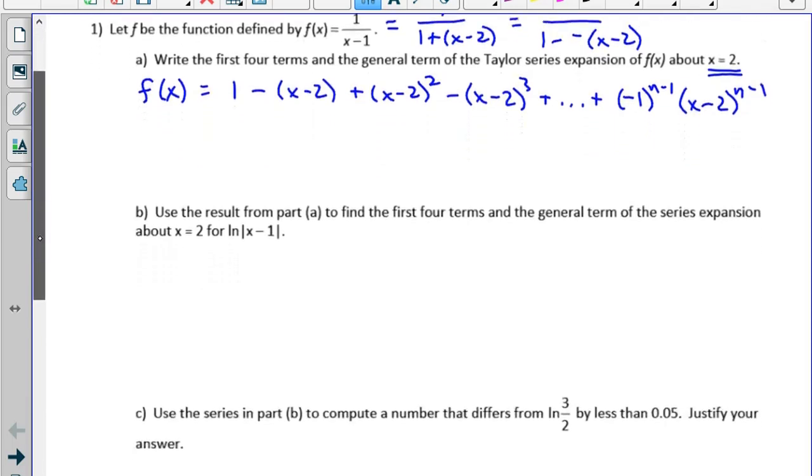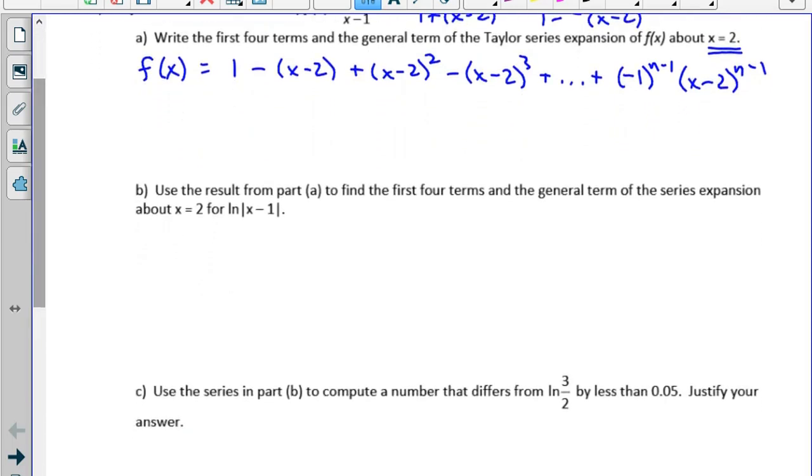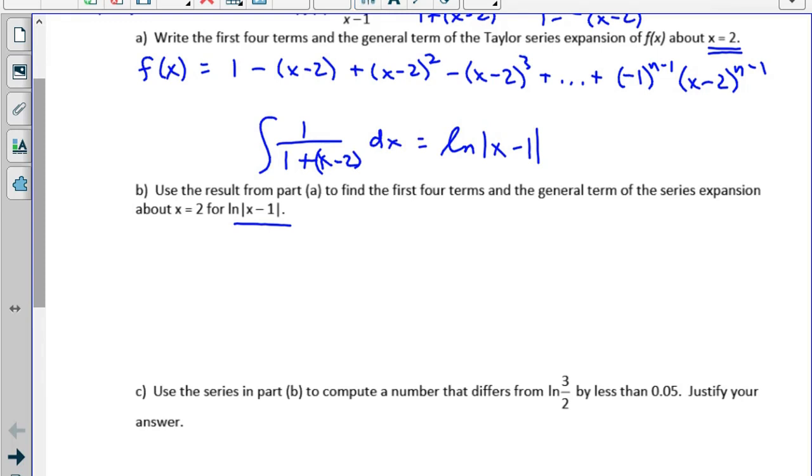So then in letter B, it's asking us to use part A to find the natural log of x minus 1's Taylor series expansion about x equals 2. So if we notice 1 over x minus 1, or 1 over 1 plus x minus 2, if we integrate that, we end up with the natural log of x minus 1. So that means we can just integrate the Taylor series too. So what I'm going to do is integrate the Taylor series. So if I integrate this, I'll integrate every term.